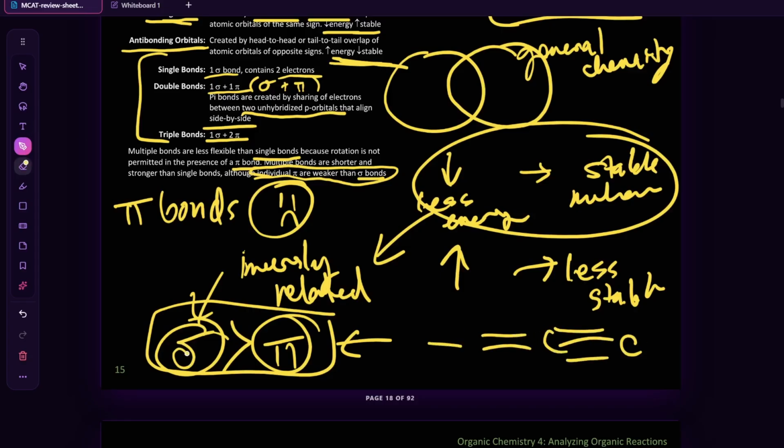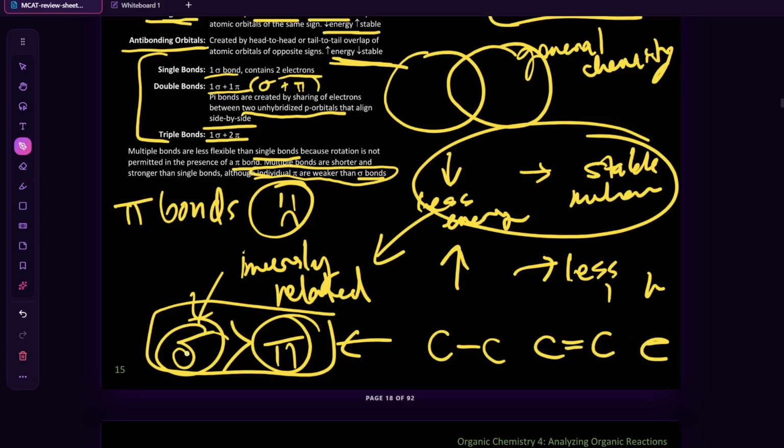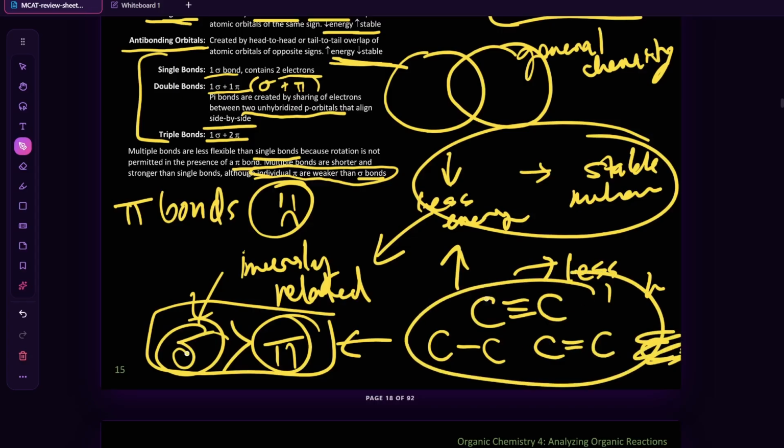Whoops, this doesn't look very good. Sorry, I'm not the best at this. So you have a double bond between these carbons. Oh, I don't have enough space. And then I have a triple bond. So what do you think is stronger?